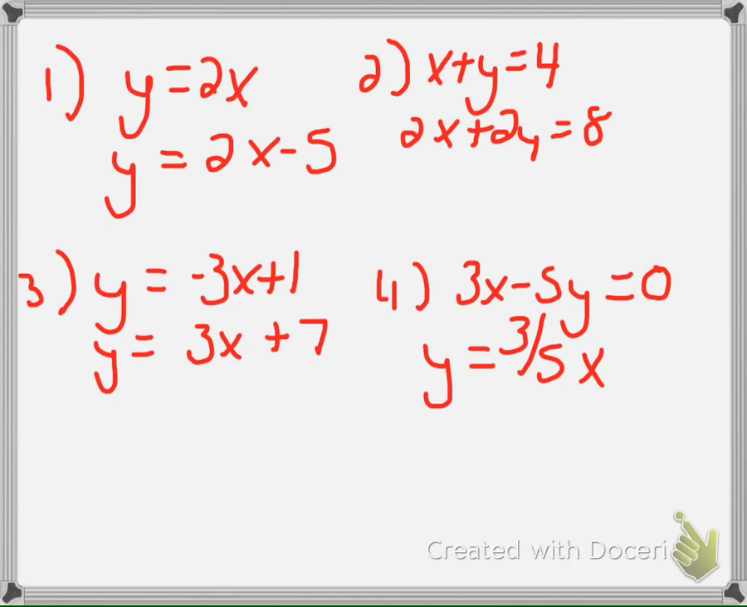Okay, so for the first problem, you should have written that there are no solutions. These two lines are parallel, and I know they're parallel because this has a y-intercept of 0, this has a y-intercept of negative 5. They have the same slopes, so they're going to start at different places but keep going up 2 and over 1, so they'll never intersect. So, no solutions.